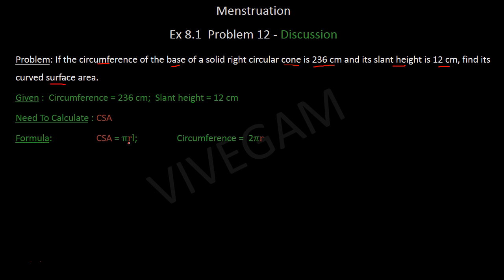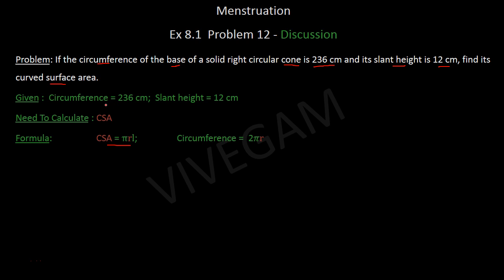But if you look at this formula, there is one unknown on the right side. Radius is not known. So unless we have the radius, we will not be able to calculate CSA. So this formula cannot be used as of now, right? What else is given? Oh, here they have given the circumference. We have to use this information to calculate the radius.